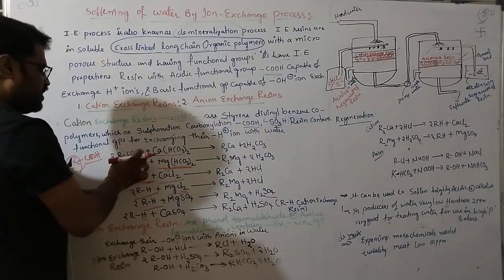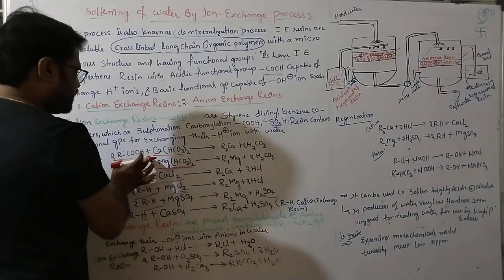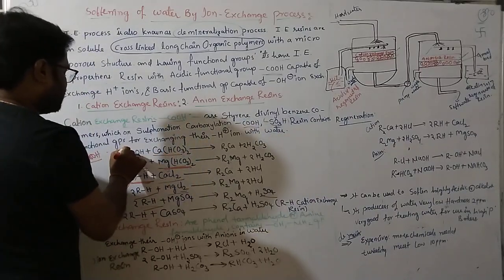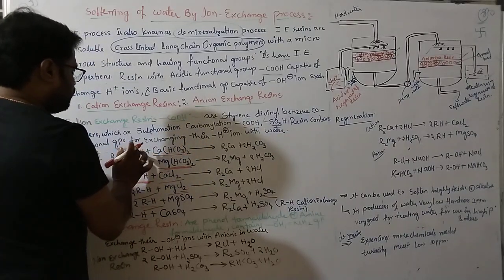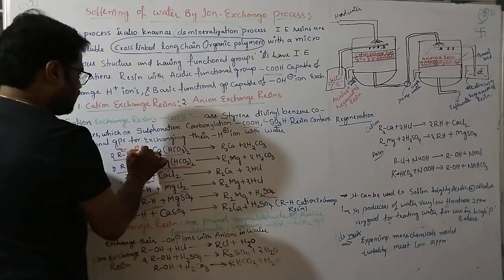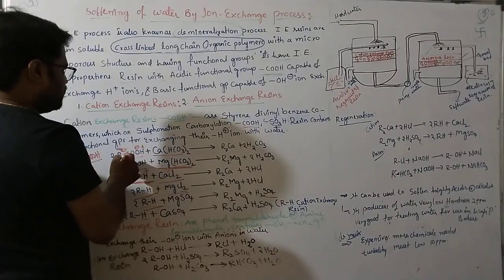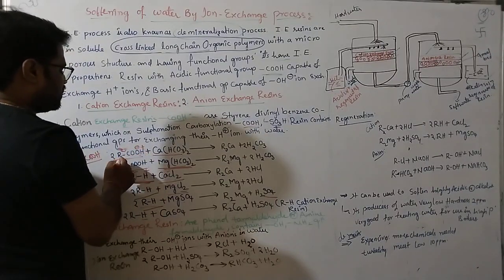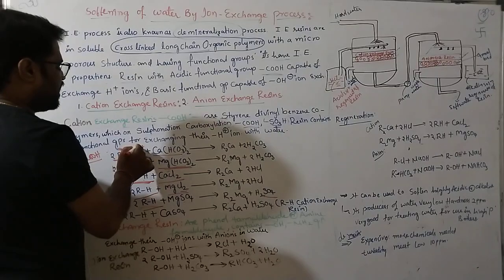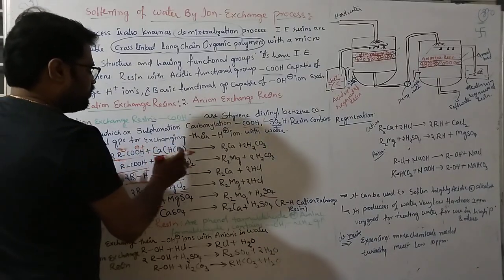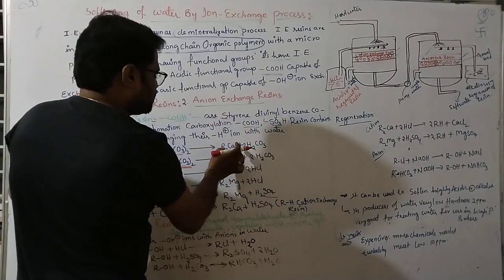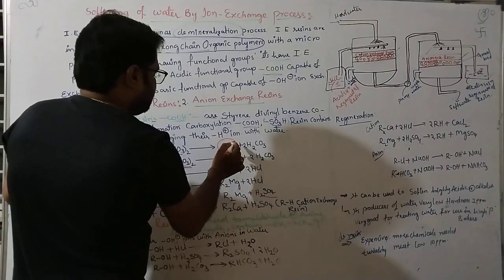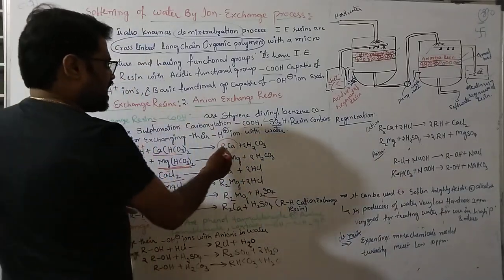Okay, let's see here the calcium bicarbonate. The resin will be bound with R-COO⁻ H⁺. R-COO⁻ H⁺ means resin carboxylic acid. This COO⁻ binds with calcium, giving R2Ca, which means the resin will be bound with calcium metals.